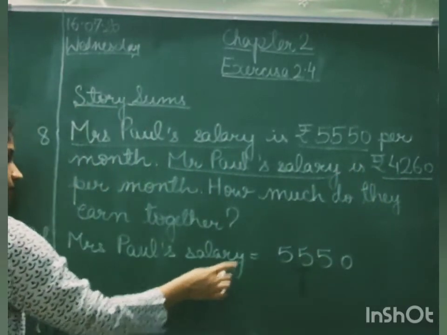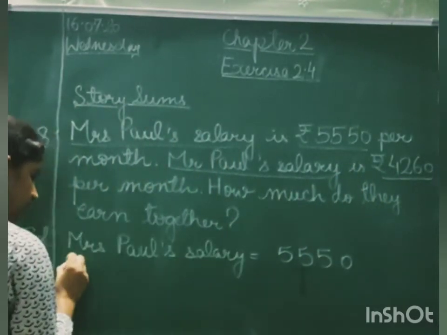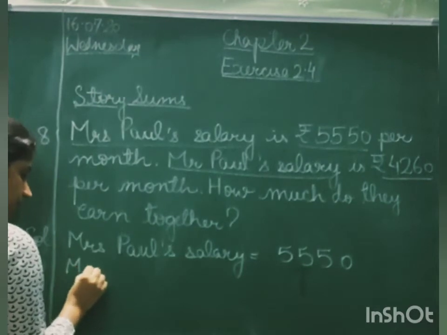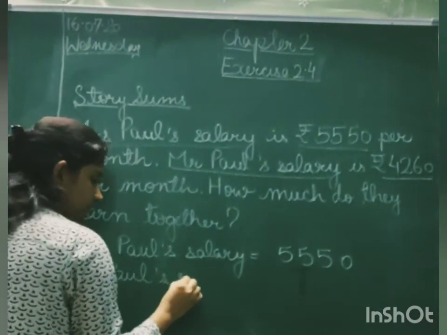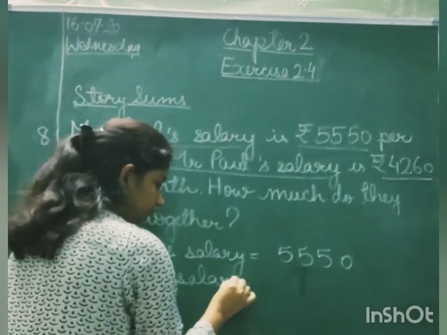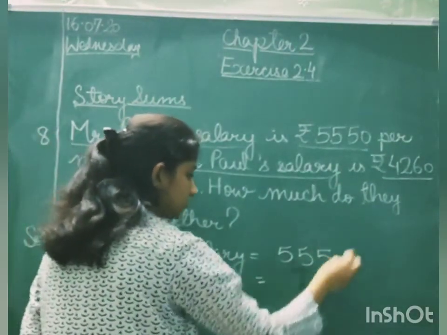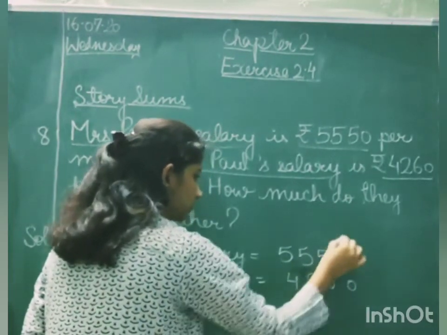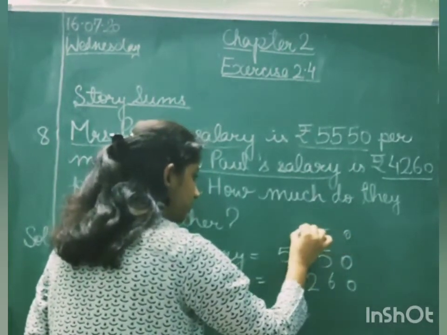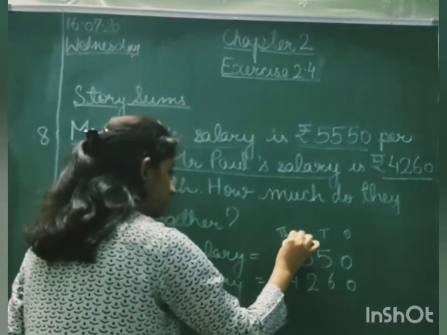Is की जगह instead of is we put equal to sign. So what will you write down? Mr. Paul's salary is equal to how much? 4,260. Okay, always start writing from this side and write down ones, tens, hundreds and thousands also.